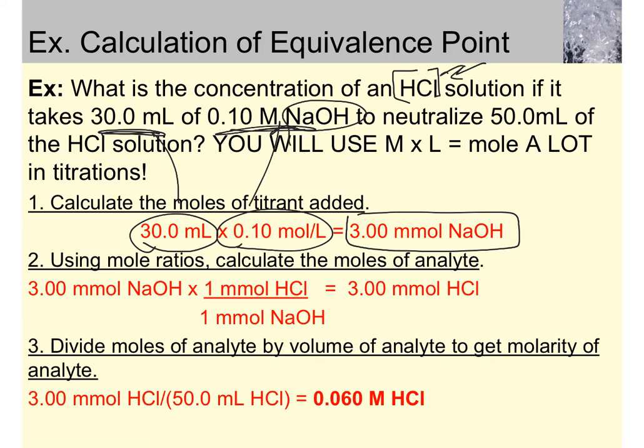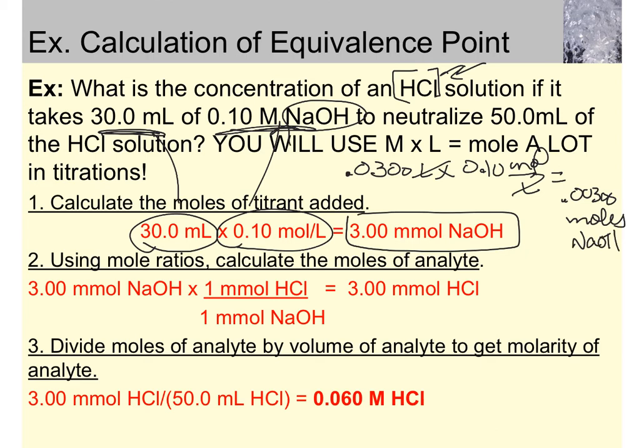And notice here, we could have used liters. What you're used to seeing would be converting the milliliters to liters, right? And then multiplying that by the molarity. And that would have told us how many moles. So we would have got 0.003 moles of base used.